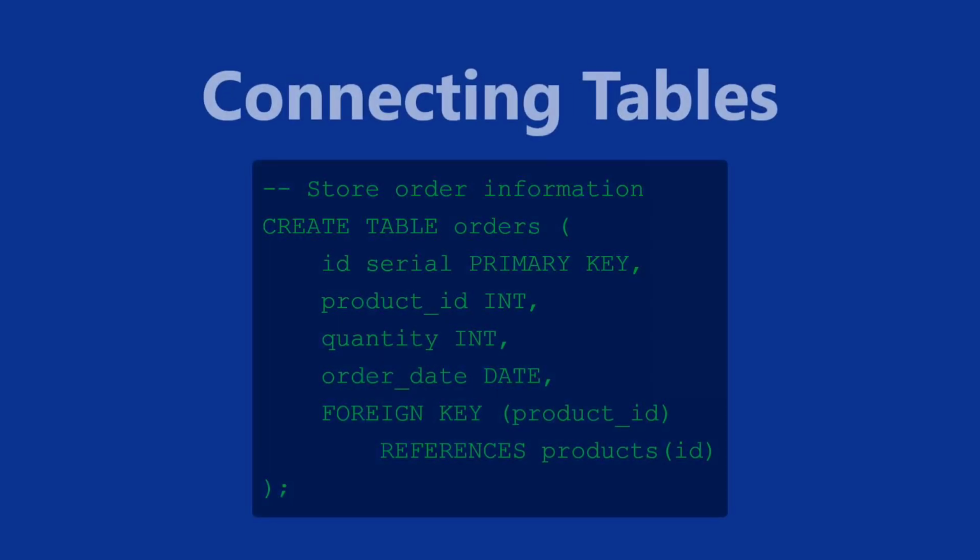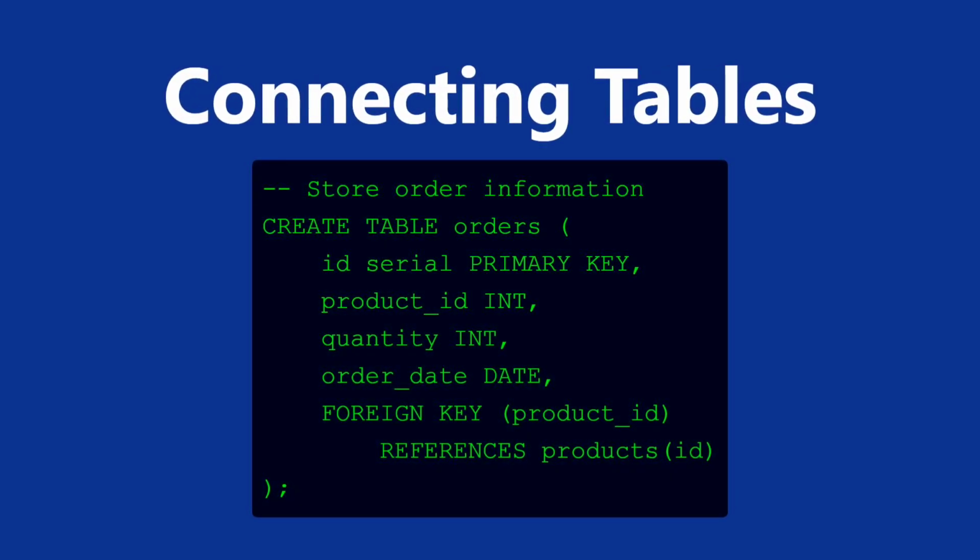One of the most powerful features of a relational database is connecting tables together. Here we are creating an orders table that links to our products table. The foreign key constraint creates these relationships, connecting the product ID on our orders table to the ID column in our products table. These relationships ensure data integrity, and you can't create an order for a product that doesn't exist. We use the REFERENCES keyword followed by the table name and the field name to reference.